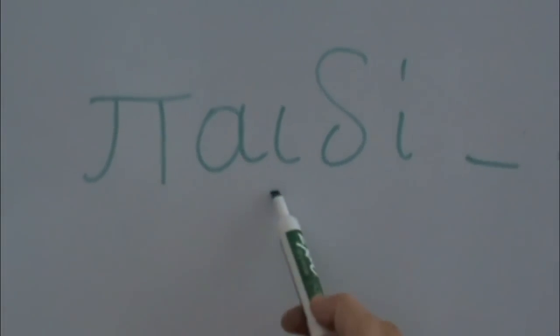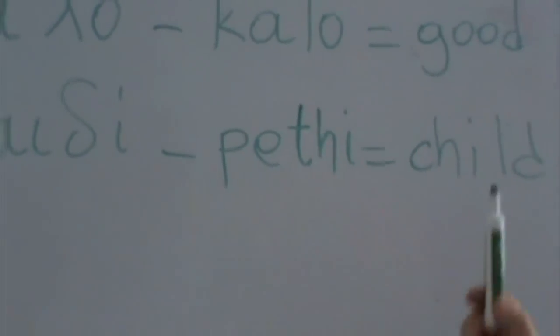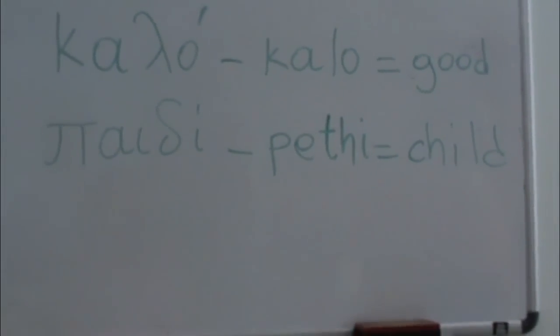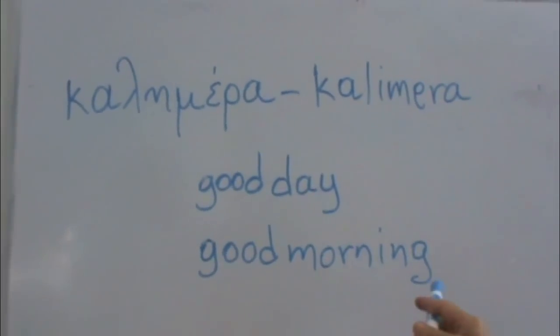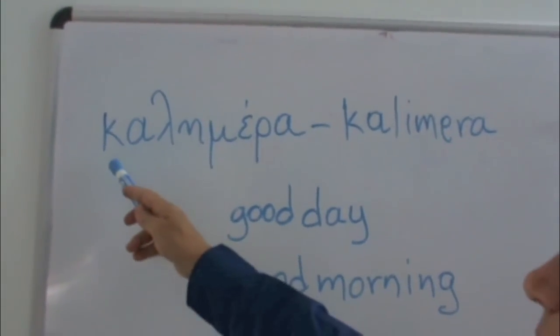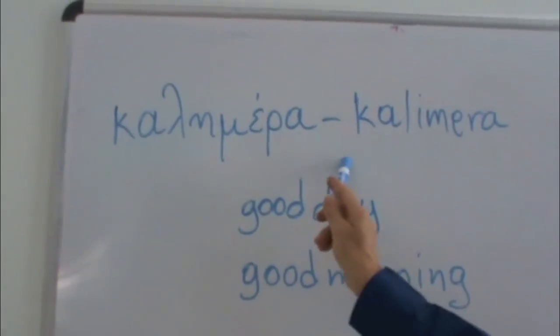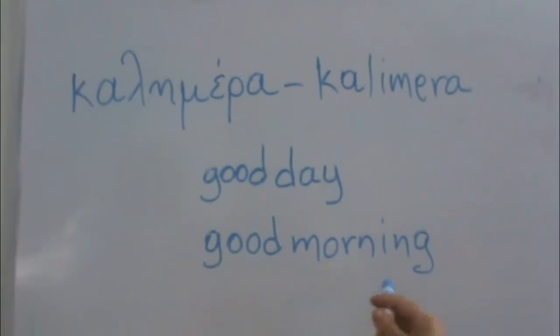P, alpha iota, delta E. Παιδί. Child. Kalimera means good day or good morning. We read exactly what we see. Kalimera. Good day or good morning.